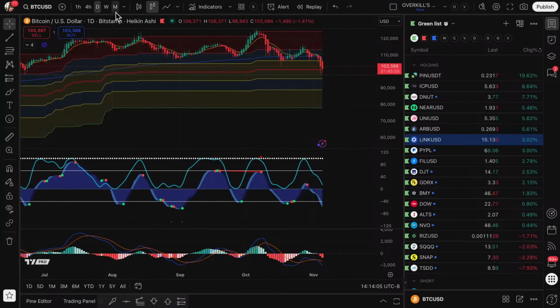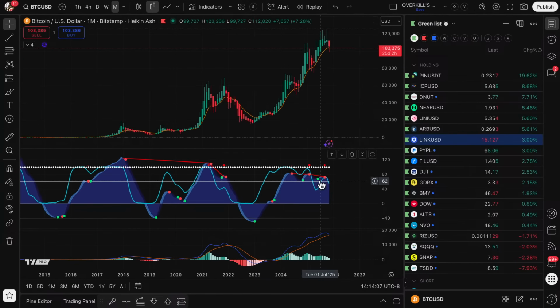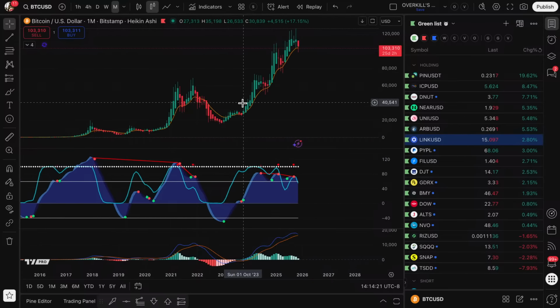So let's go back here to Bitcoin. You can see when the stochastic RSI, this light blue line, comes up and hits that white dotted line, just like it did back here in 2021, that is a place we want to look to take profits. Those are the two selling strategies. So your sell strategy, your take profit strategy, is just as important as your buying strategy. So those are the trading rules, guys.